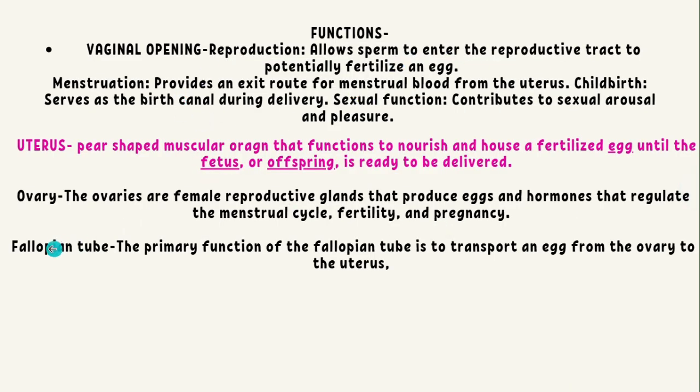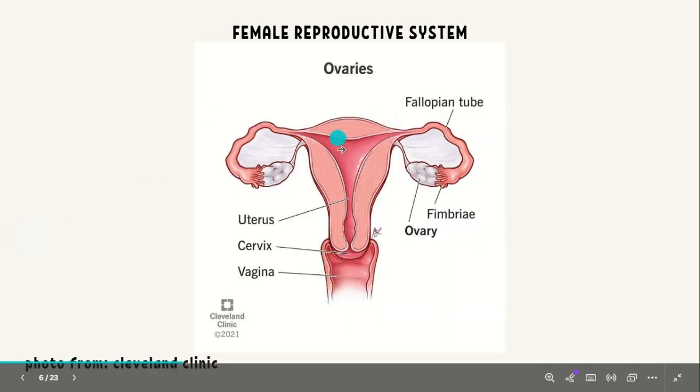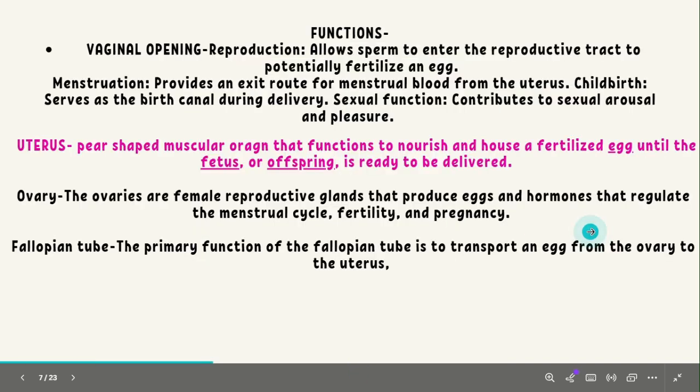So if you give birth, it has to pass right here. So if menstruation, it has to pass right here. So this is very, very important.